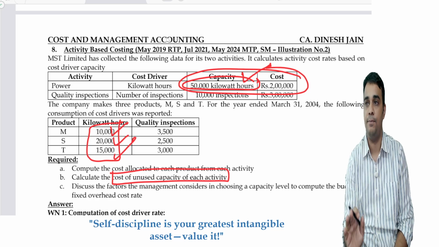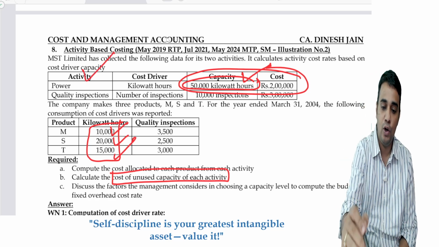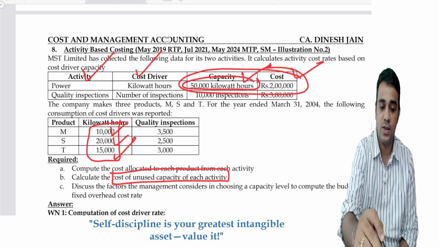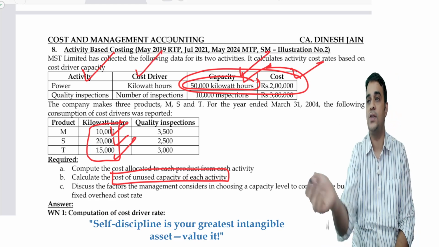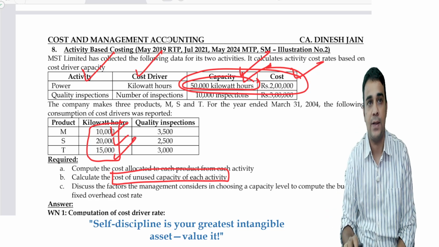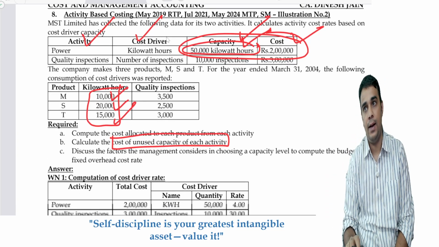Otherwise, everything is the same: 2 lakh activity, total cost, cost driver name, cost driver quantity, cost driver rate. And there is some unused capacity. Clear? Any doubts on this?